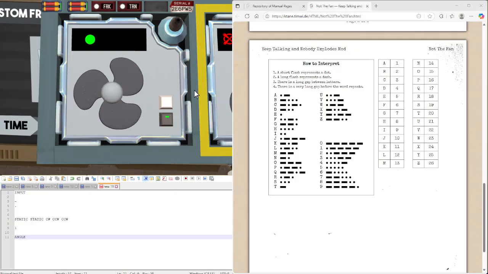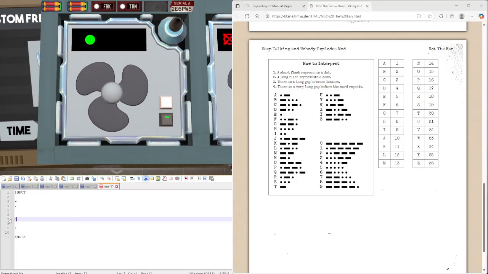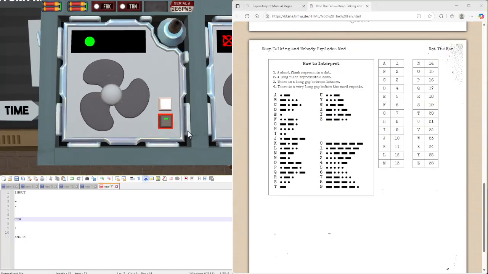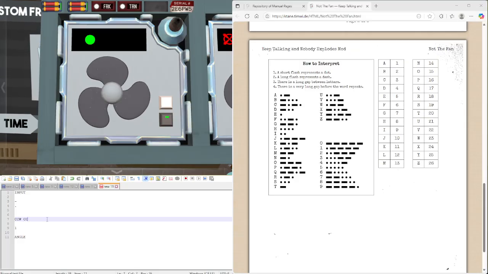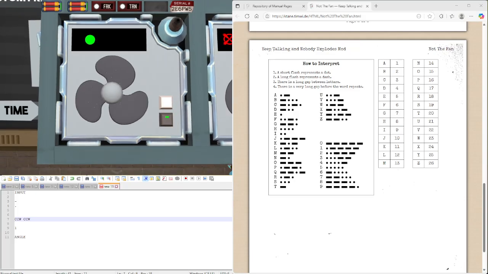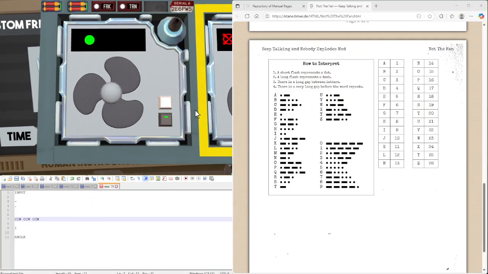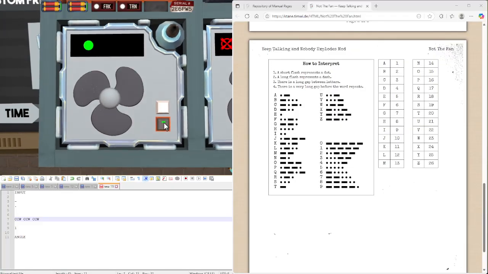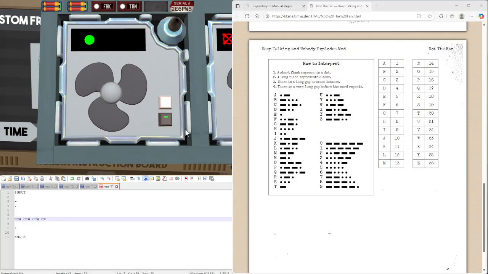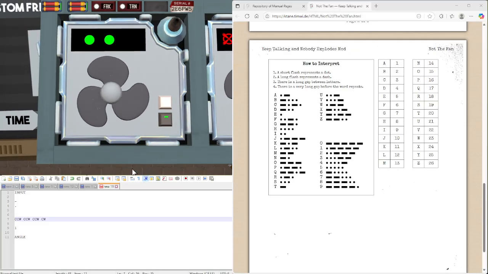So A, counterclockwise. N, still counterclockwise. G, still counterclockwise. L, clockwise. And finally E, counterclockwise.